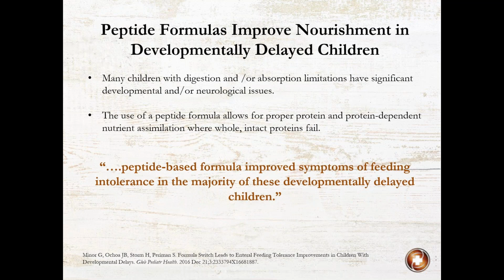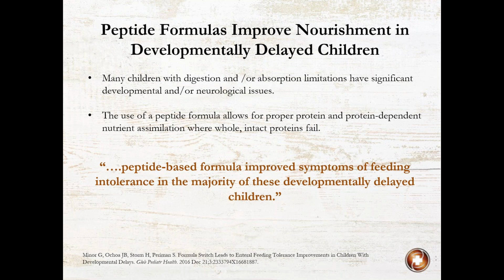This study here, we're looking at how peptide formulas improved nutrition in developmentally delayed children. As we know, developmentally delayed children have a lot of digestion or absorption limitations, and mostly because of their oral motor dysfunction, which can cause choking and aspiration. Therefore, most of these patients are exclusively G-tube fed. So making sure that they tolerate their enteral feedings is pretty important.